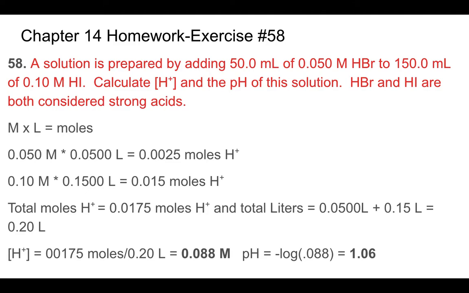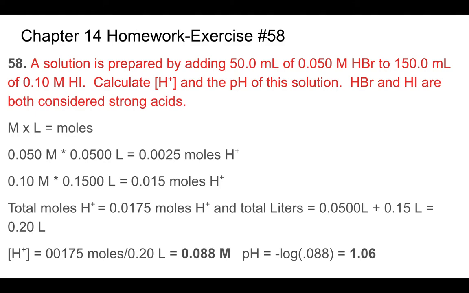So one by one here, I'm going to do the molarity times liters for each acid. 0.05 molar HBr, 0.0500 liters of HBr means it contains 0.0025 moles of H+ because it's fully ionized. 0.1 molar HI times 0.1500 liters is 0.015 moles of H+, for a total moles of 0.0175, and a total liters, 50 plus 150 is 200 milliliters, 0.2 liters.